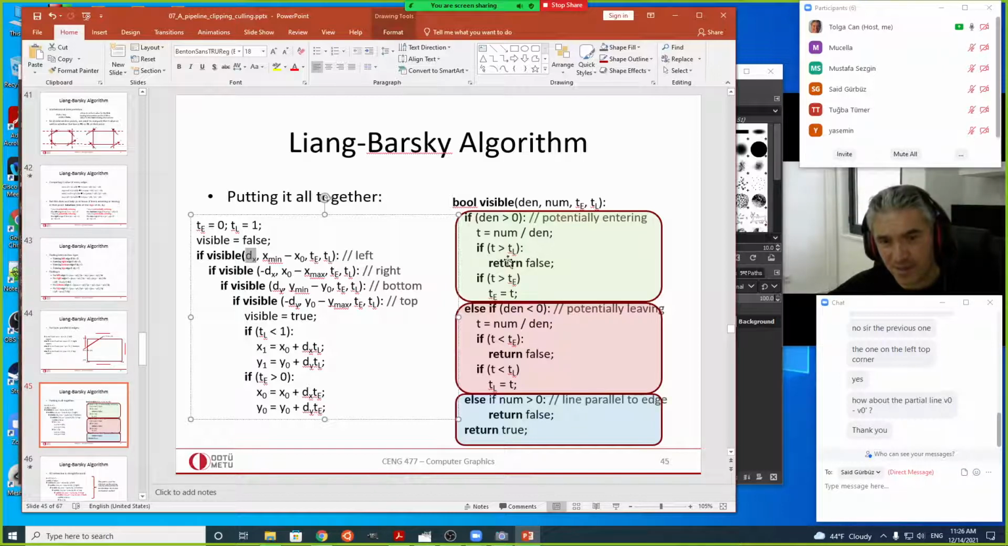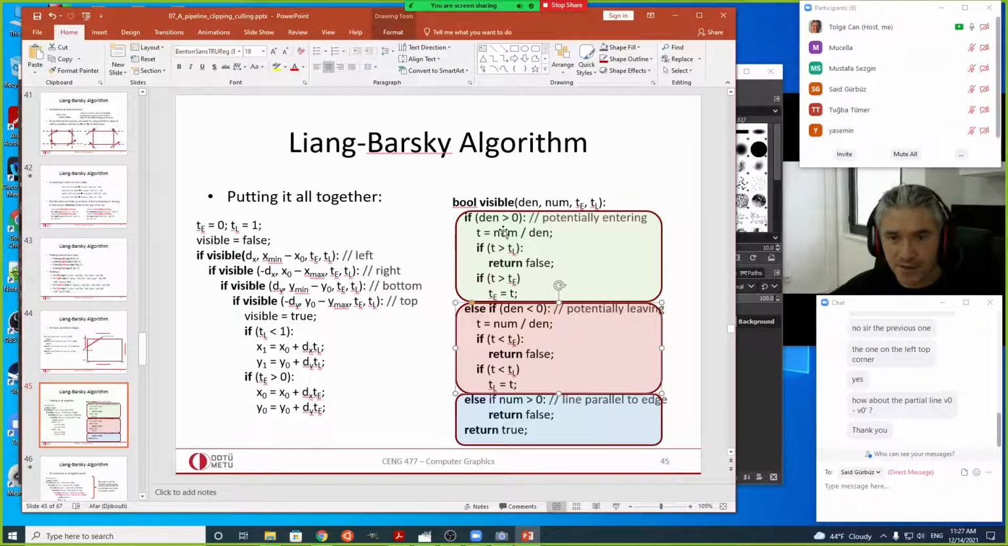Similarly, this is the same thing for the right side when it's potentially leaving. For potentially leaving lines, we update the endpoint, not the starting point, of the line if it's possible. But if this potentially leaving occurs before the current beginning of the line, then the line is completely invisible, it's completely rejected. So the entire algorithm is like this.